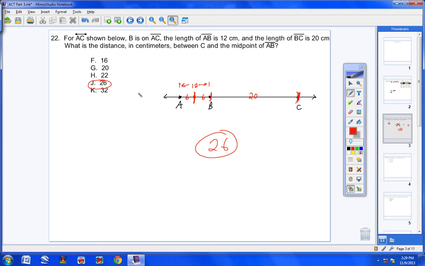So what are they testing you on here? The ability to read geometrical symbols, to know what midpoint means, to know what the length means, and how to use segment addition and/or segment subtraction.